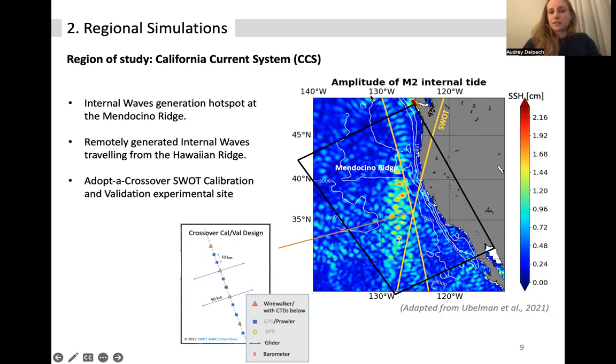This map represents the amplitude of the M2 internal tides compiled from 25 years of conventional satellite altimeters. And you can see beams of internal tides propagating away from the Mendocino Ridge northward and southward here. So this region is really a hotspot for internal wave generation. It's also a region where we will have some in situ data to compare with and to validate the models, because it's part of the SWOT calibration and validation experimental sites.